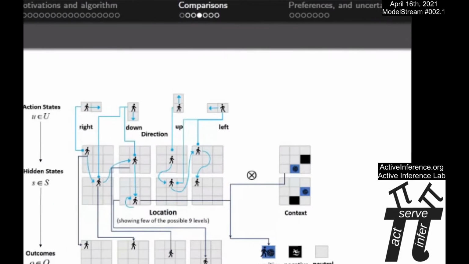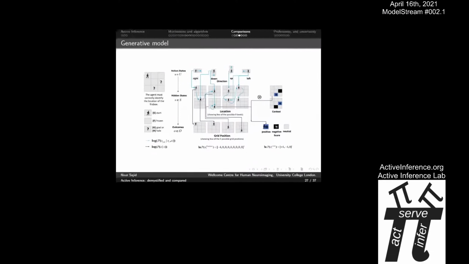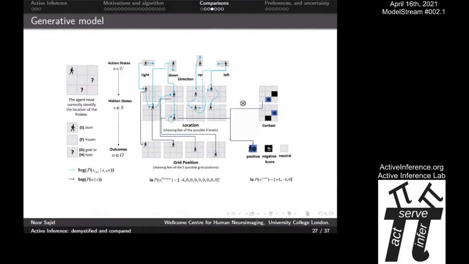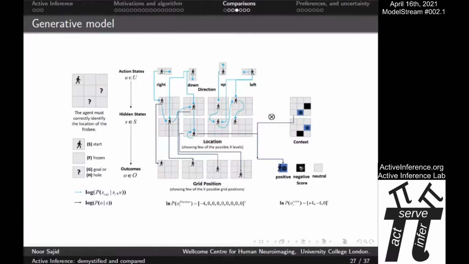Okay. So what I'm going to do is first talk through the generative model that we use for the active inference formulation. So here what you're seeing on the slide is a graphical representation of the active inference generative model. This model contains 4 action states, so right, down, up, and left. And these control the ability to transition between hidden states, the location factor. So for example, if you are in position 1 and you take the action right, then you'll end up in position 2. Or if you're in location 5 and you take the up action, you'll end up in position 2 as well.